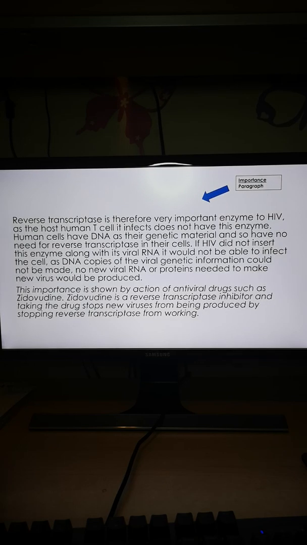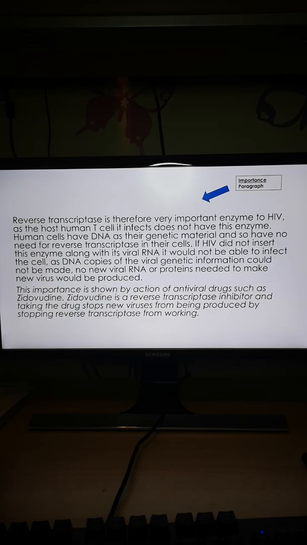So if the HIV did not have the enzyme, and didn't insert it along with its viral RNA, it would not be able to infect the cell, as the DNA copies of the viral genetic information could not be made. No new viral RNA or proteins needed to make new virus would be produced. So without reverse transcriptase, HIV cannot infect human cells. Okay, so it can get into them, but it can't cause those cells to make new viruses.